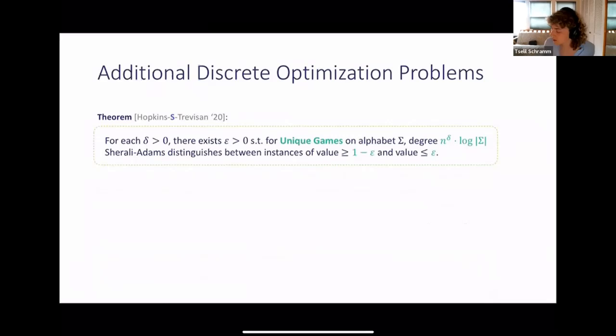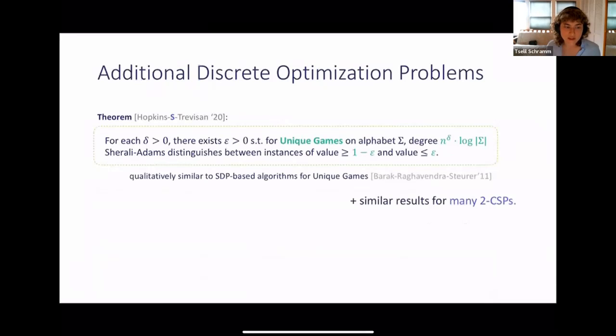These techniques also extend to other discrete optimization problems. For example, for unique games, we can show a similar result. Essentially, the performance of the linear program is qualitatively similar to semi-definite programming based algorithms for unique games, and we can also get many similar results for 2-CSPs.